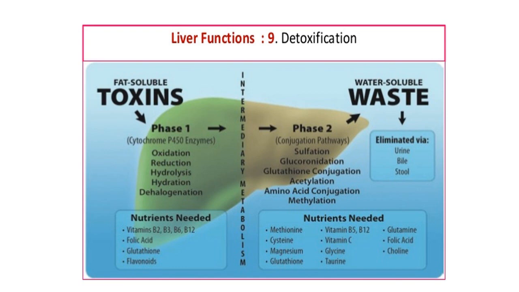Detoxification functions. There are certain fat soluble toxins and there are water soluble wastes. Fat soluble toxins in phase 1, under the effect of cytochrome P450 enzymes, undergo oxidation, reduction, hydrolysis, hydration, and they may be excreted. On the other hand, the water soluble wastes get eliminated via urine, bile and stool, either through sulfation or glucuronidation, glutathione conjugation, acetylation and so on. But for this you also need certain nutrients: vitamins, glycine, taurine, vitamin C, folic acid, glutathione.